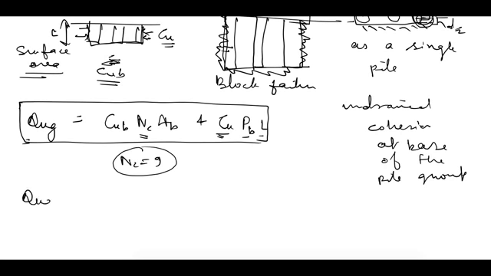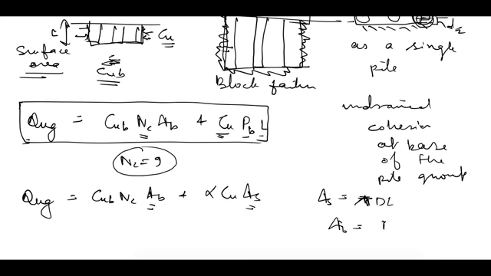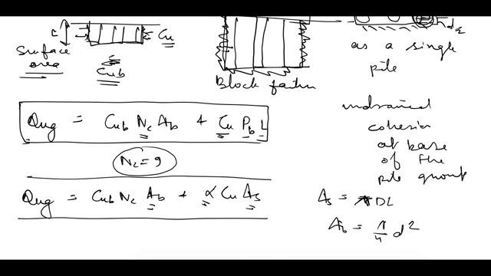But if we see the failure of individual pile, this equation was Cub Nc Ab + alpha Cu As, let's say. And this As, in case of single pile, if we are using a circular pile, is equal to pi d L. So rest of the things is same. Ab here will be equal to pi by 4 d square. But what I want to tell you is that in this equation we use this value of alpha, which was defined as the adhesion factor.